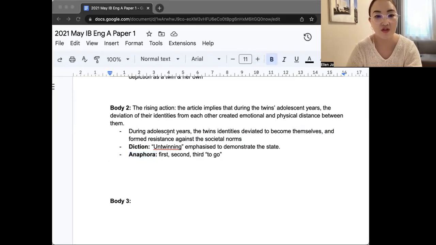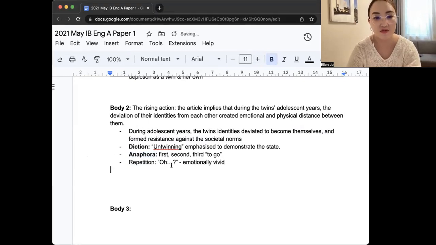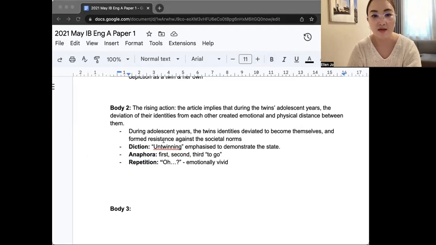And repetition, yes. She continuously used the expression of "oh," depicting something, and using the same phrase to somehow express the vivid emotional disturbance, I guess. Lastly, there is a metaphor coming up.